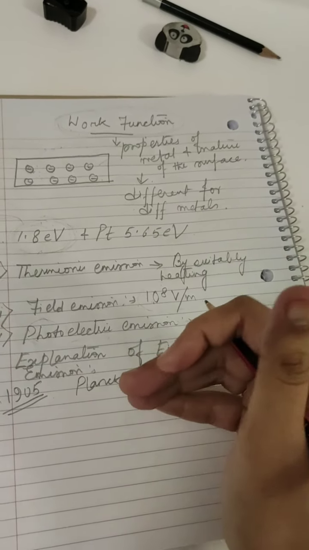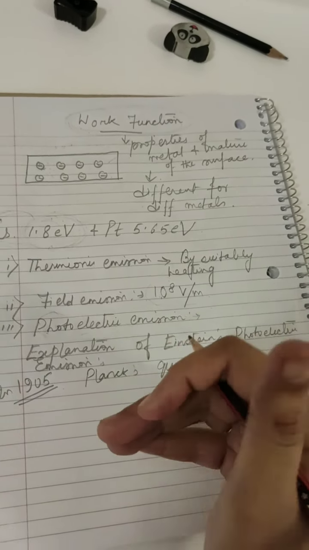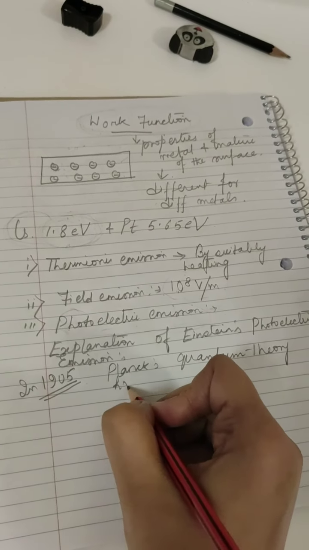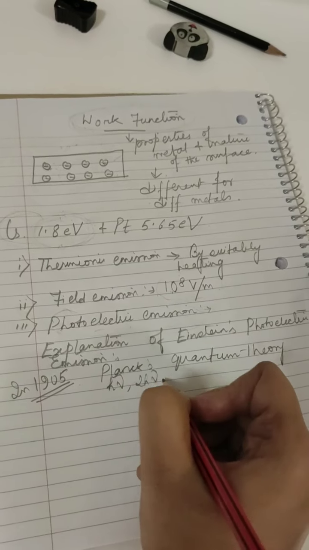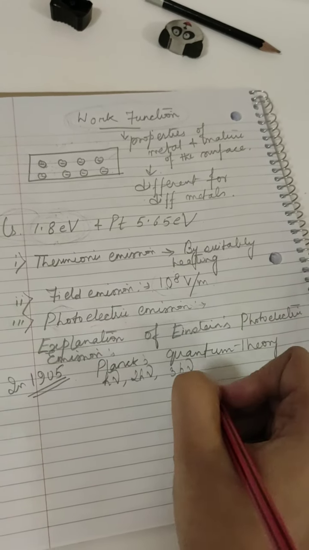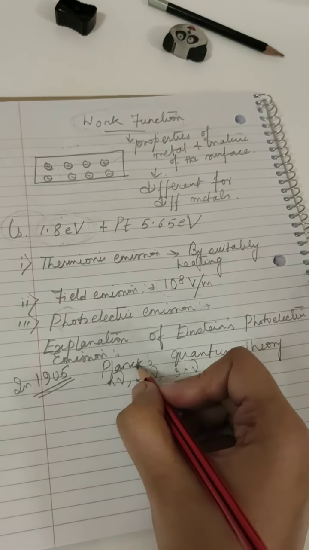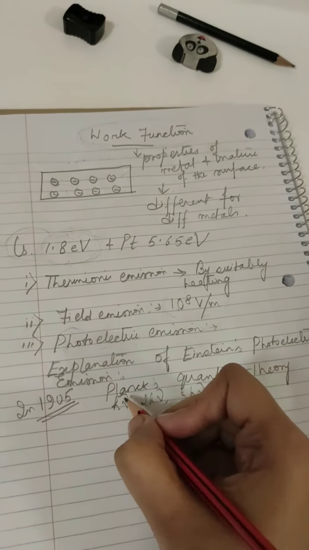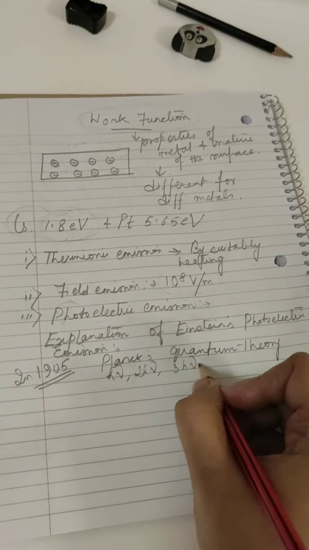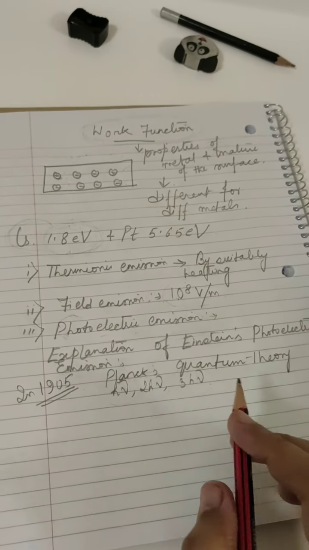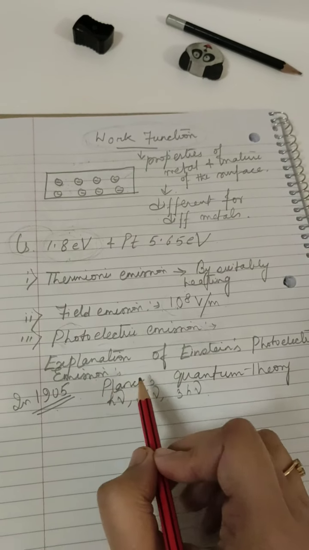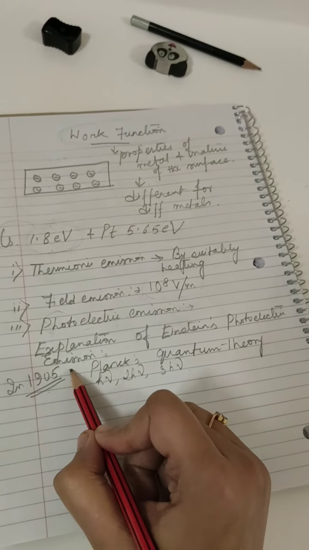Okay, so with Planck's quantum theory, radiation exists in small packets of energy, and energy is quantized, and energy can only be like h nu, 2h nu, or 3h nu, like this. Energy of a photon is quantized, can be h nu or multiples of h nu. So with this Planck's quantum theory, in 1905, Einstein explained the photoelectric emission. So what did he say?